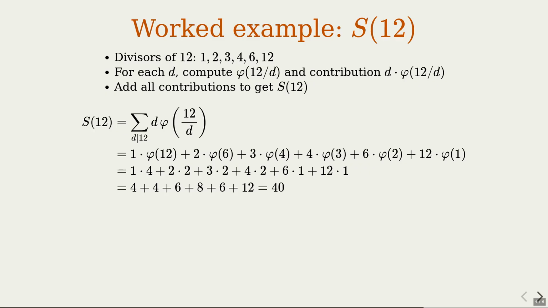Using the formula, we plug in each divisor of 12, compute the corresponding phi values, and multiply to get each group contribution. The numbers add up to 40, so S of 12 equals 40 using the divisor-sum formula. If you list all the greatest common divisors of k and 12 for k from 1 to 12 and add them directly, you also get 40, which confirms the formula matches brute force.